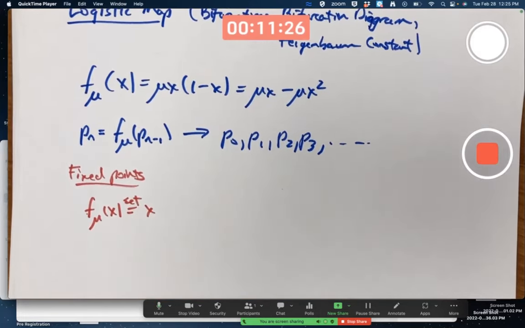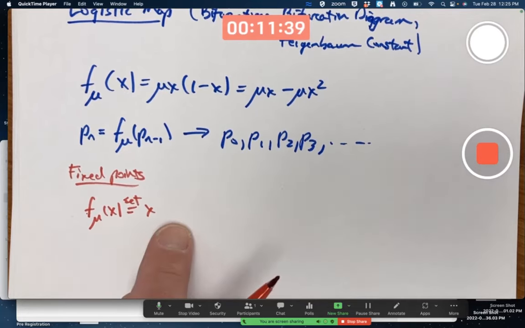That's a common mistake. If I ask you to find a fixed point of a function, don't set it equal to 0 and solve for x, set it equal to x and solve for x. Okay. Keep track of what you're doing. You're looking for a value of x where the input equals the output.